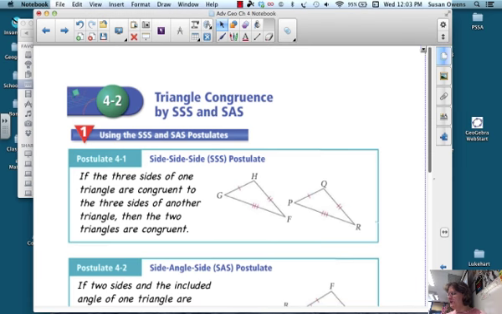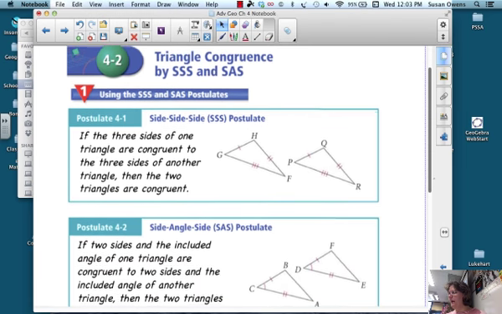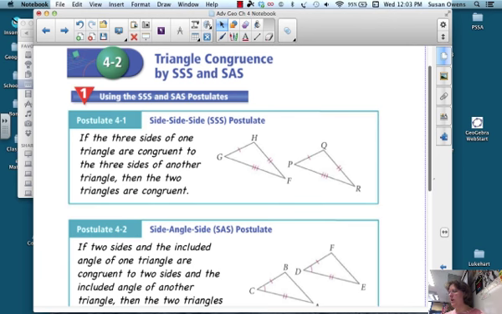So for this section, we're going to have a bunch of postulates, and then we'll actually have one theorem. Unlike parallel lines, where we had one postulate and a whole bunch of theorems, this one we're actually going to have lots of postulates and only one theorem at the end.